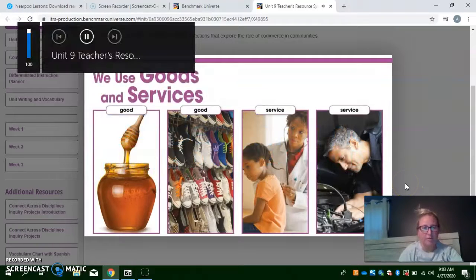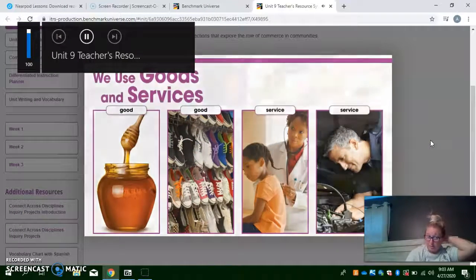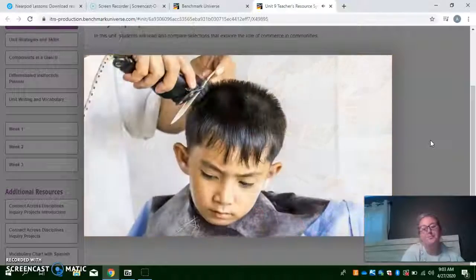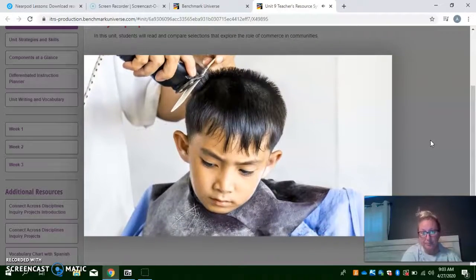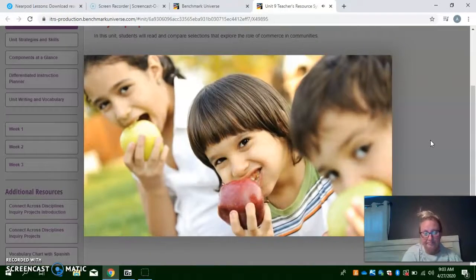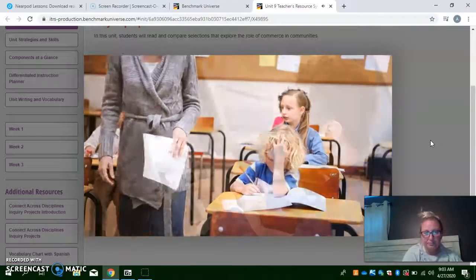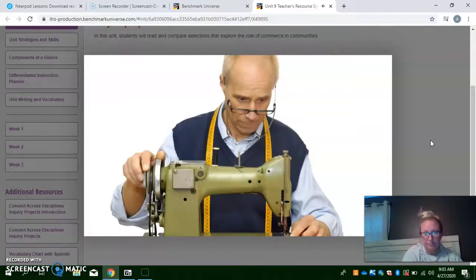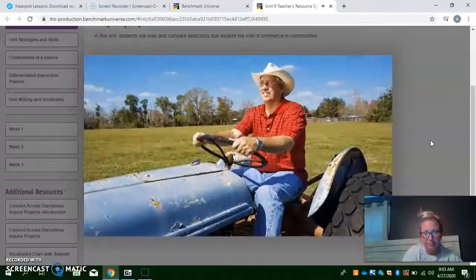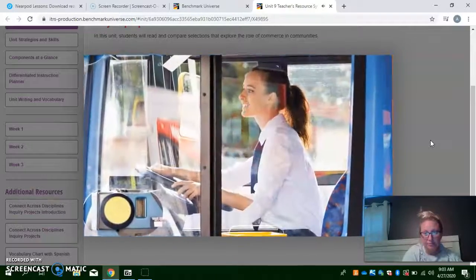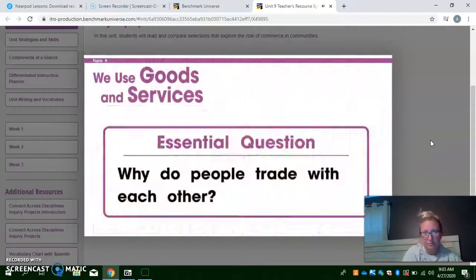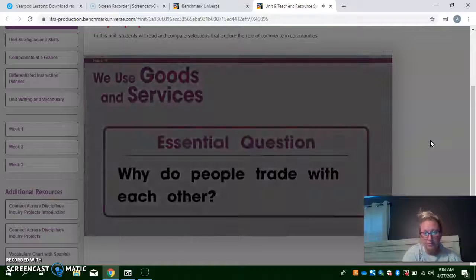We use goods and services. People buy goods and services to get what they need and want. The food you eat is a good. Your teacher provides you a service. Each person can make and do some things, but no one can make and do everything. Why do people trade with each other?